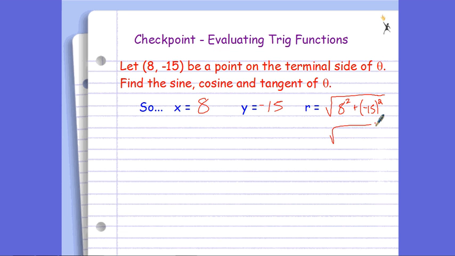So, guys, here's my hint. Anytime you square anything, it's always going to be a positive answer. All the time, okay? So never get a negative here. So 64 plus 225 is what? 289? Oh, so this one's nice because the square root of 289 is what? 17. It's a nice whole number for me, so I don't have to worry about reducing it. Okay? So my r is 17. So then, guys, tell me, what's my sine?